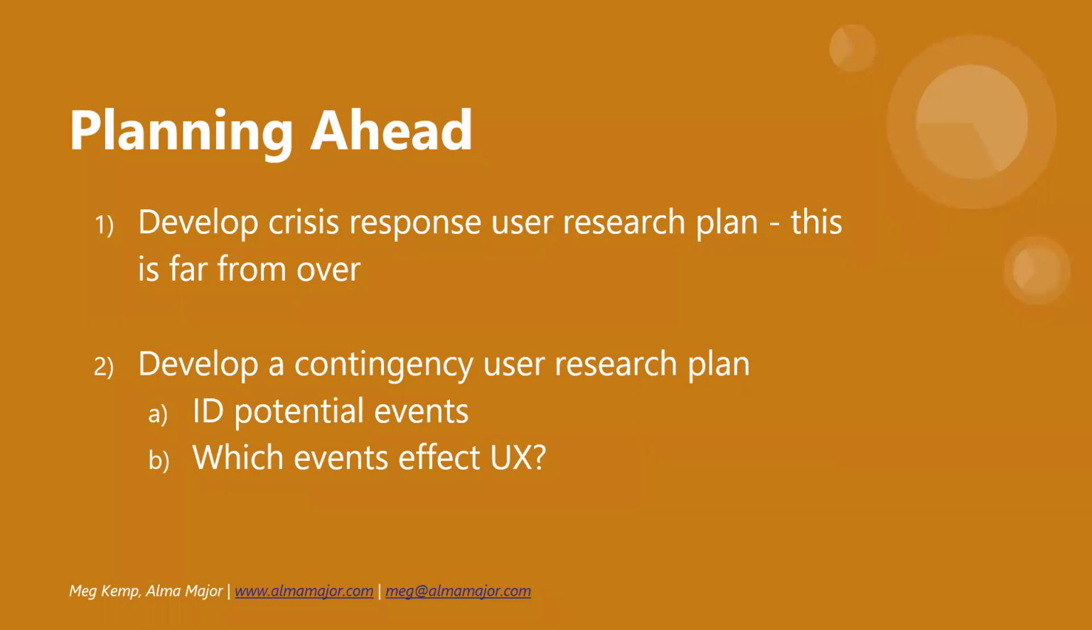I would propose developing a crisis response user research plan, because we know that this is far from over and that the ripple effects we're going to see for years and years. And also a contingency user research plan. What I mean by that is we can think through what are some of the potential events and which of those events will affect our user experience. From there, you can go ahead and plan your rapid user needs assessment from a place of potential touch points that really would affect your user experience for any of the digital tools. Next slide, please.